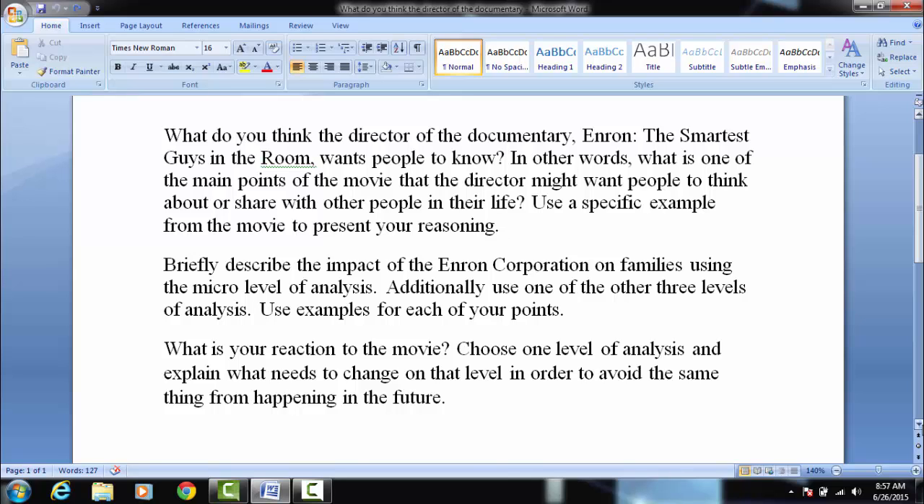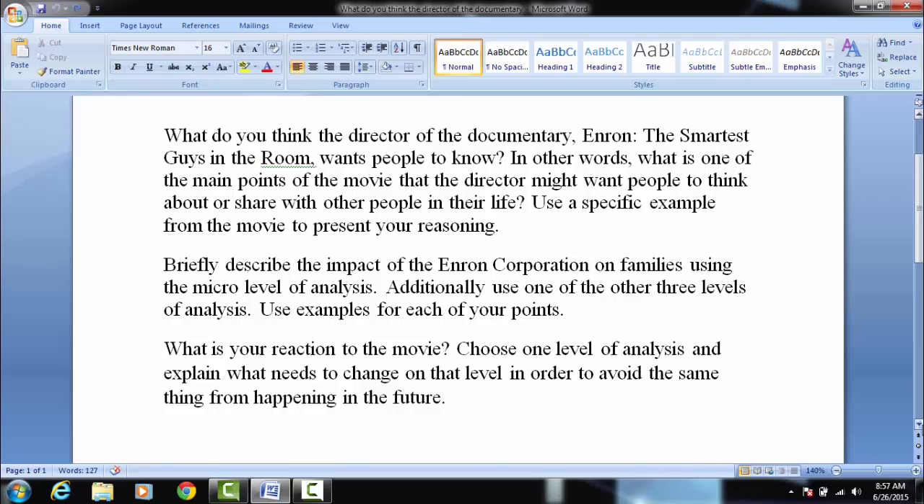The second sentence begins with "in other words." We know then that this sentence is going to clarify the first. In other words, what is one of the main points of the movie that the director might want people to think about or share with other people in their life? Use a specific example from the movie to present your reasoning. Now we know that we need to pull one specific example out of the film to support our claim.